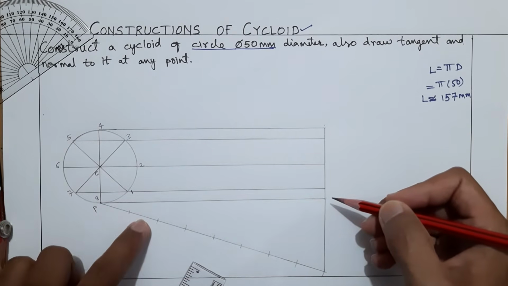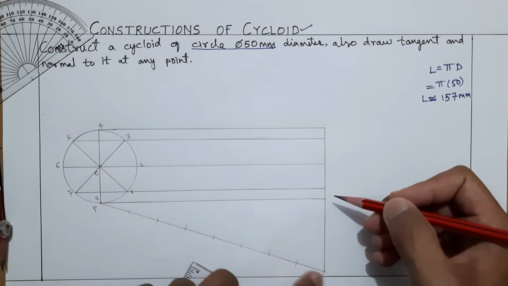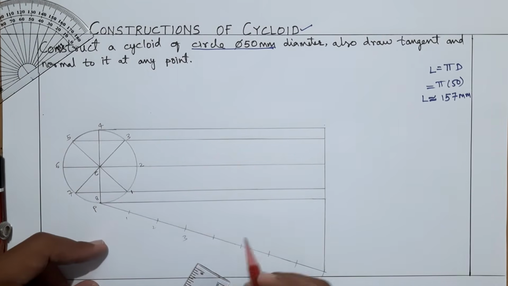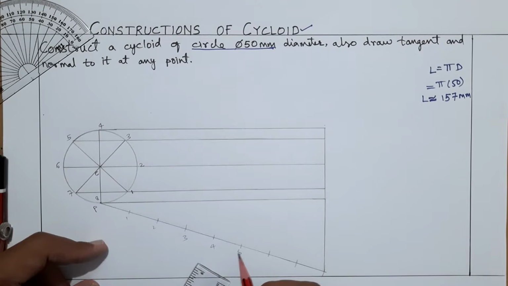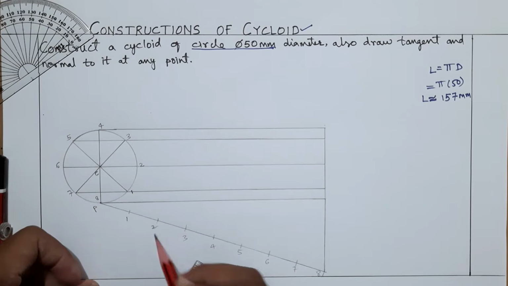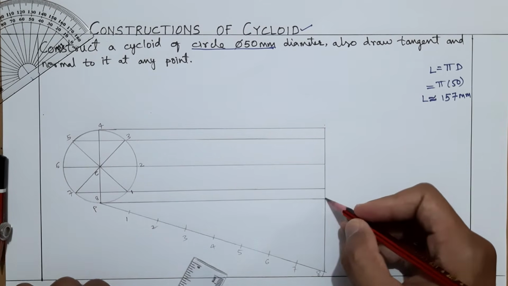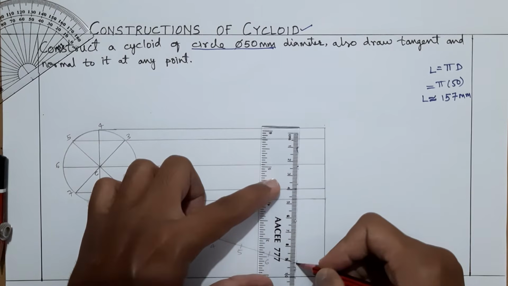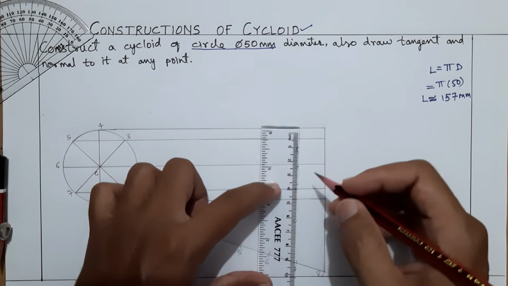See, the parts 1 2 3 4 5 6 7, and this is the 8th point. This is 0, we won't count it at the starting. So the last point you have to join at this end, and from the remaining points you have to take lines parallel to this line. I'll draw that.